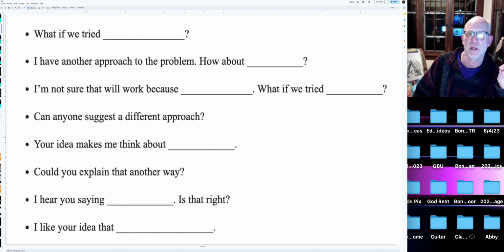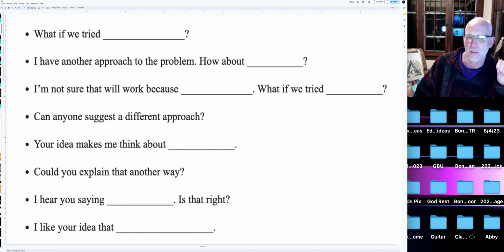I'm not sure that will work because blank. What if we try blank? I'm listening for, can anyone suggest a different approach? I'm listening for, your idea makes me think about blank. I'm listening for, could you explain that in another way?